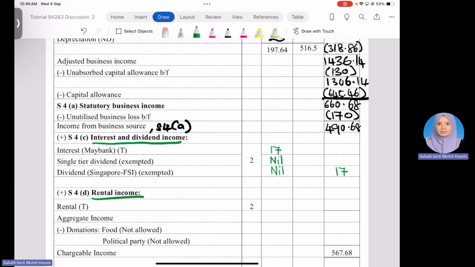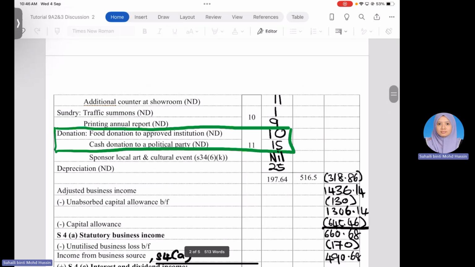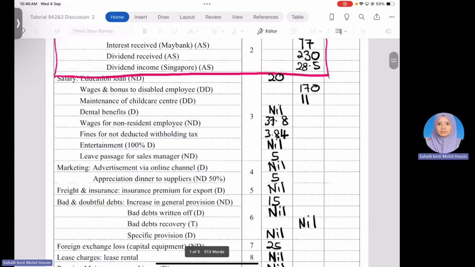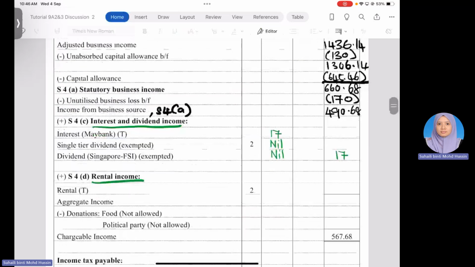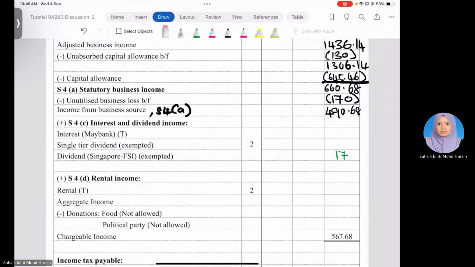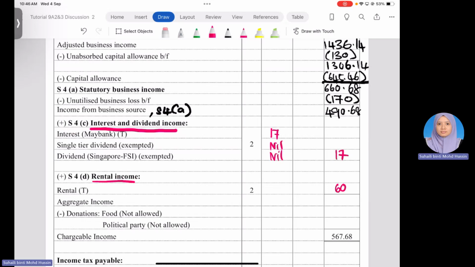For rental income that we class under section 4 subsection D, of course there is no exemption. All the amount that you receive from the rental income from the passive source, 60,000 ringgit, is subject to the tax. Okay, I think I should change the color so that you are not confused later. Interest and dividend, just now I put pink color, right? So I will put like this one. So rental income, 60,000 ringgit, will be subject to the tax.